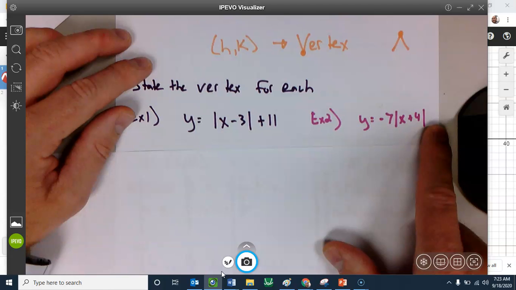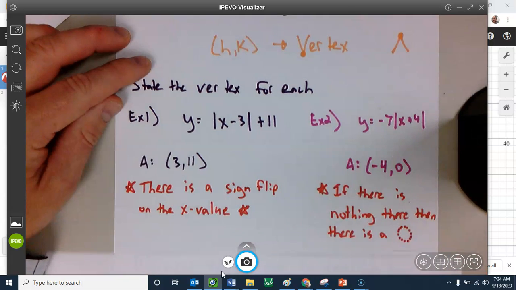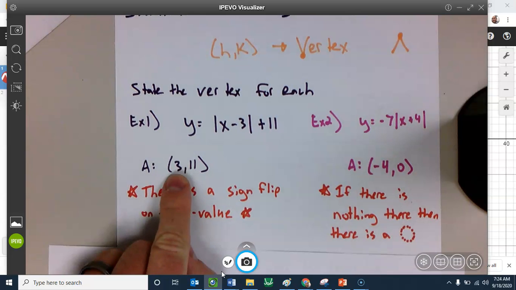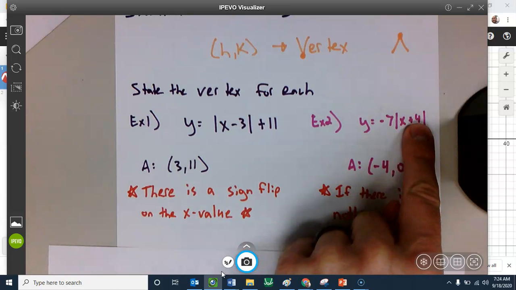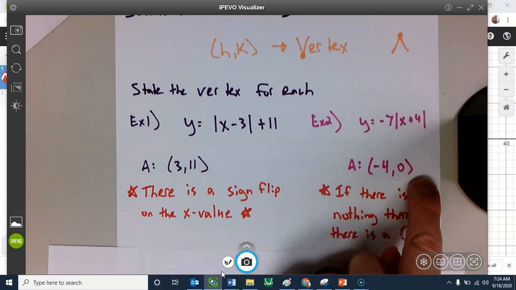There's nothing out here. But what did we just say a second ago? If there's nothing out here, it's 0. Okay, I could always add a 0. It's invisible, but it really is out there. So there are the two vertices. That's what we say for the plural form of vertex, the two vertices. Vertex 1, positive (3, 11). Notice the sign flip. And then negative (4, 0). A sign flip, and then that invisible 0.